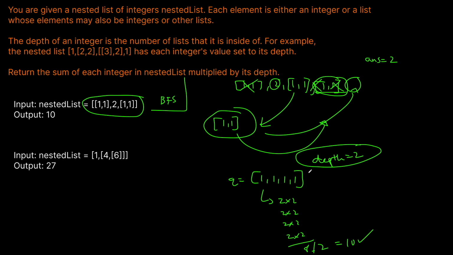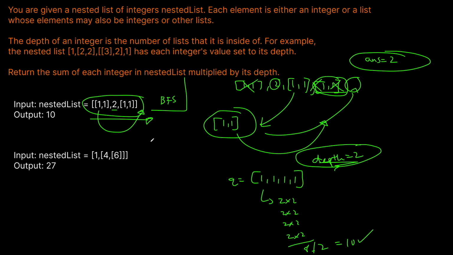Essentially what we want to do is we're going to process our elements of the queue, and in the same way we do a level order traversal, we're only going to process however big the queue is at that iteration. For every element in the queue, if it's a list, we just want to add it to the back of the queue for further processing on the next level, because obviously we need to unnest the values. If it's just an integer, we just want to add it to the answer, multiplying it by whatever the current depth is.